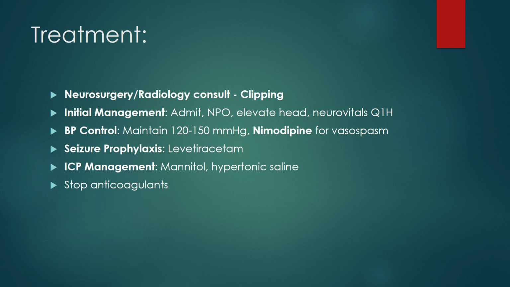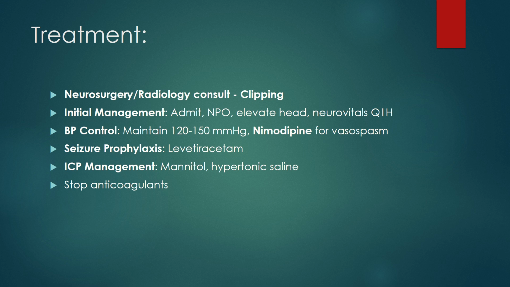Okay, so what is the treatment? So initial management is you have to admit this patient, make this patient NPO, elevate their head, check their neurovitals every one hour. You have to consult neurosurgery, so that if it's, for example, an aneurysm, they can go ahead with clipping. Control the blood pressure, so the systolic blood pressure, 120 to 150 would be your upper limit.